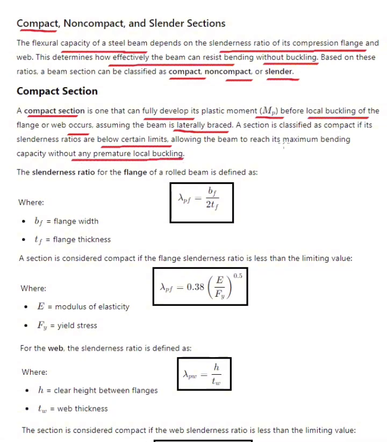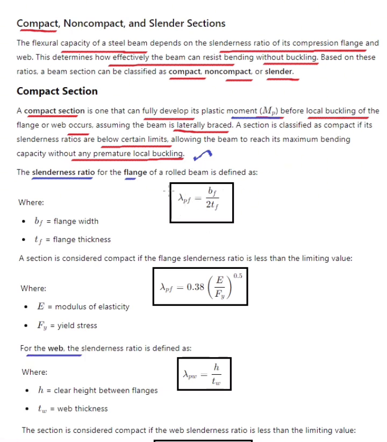So that means when you have a compact section, only then can the beam reach its maximum bending capacity without any premature local buckling. Local buckling will not happen because the beam section is compact. That's why it can go up to its maximum bending capacity, the plastic moment. That means it can fully develop its plastic moment. So we need to see the slenderness ratio for the flange and the slenderness ratio for the web.